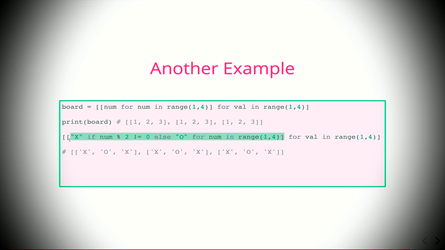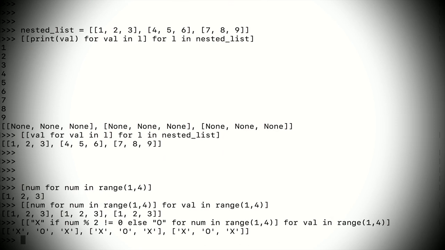And then we repeat this whole thing for the next time through this range. So this range started at 1, now we're at 2. Then we go to 3. And that results in this. So let's take a look at this. And there we go, XOX, XOX, XOX. So this would be like a tic-tac-toe game board, 3 by 3.